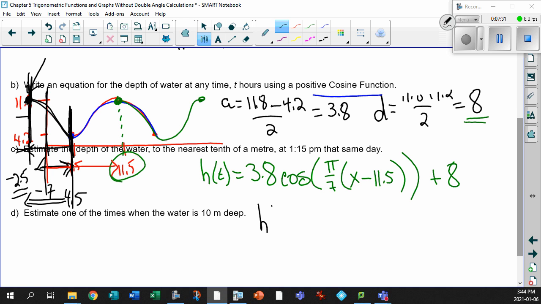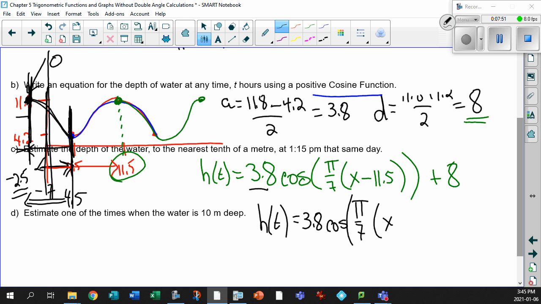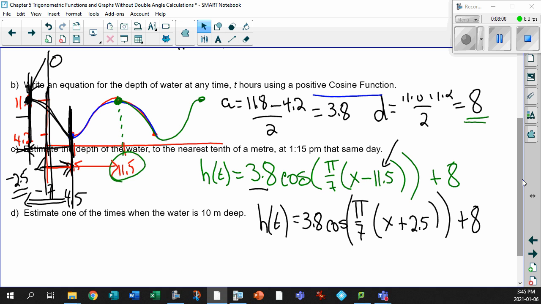So if I said h is a function of t, where this shift is the smallest possible shift from zero, from time 0, my amplitude's the same, my cosine's the same, my pi over 7 is the same, my period is the same, but my shift is now different. My shift is now x plus 2.5, which if you think about it is a smaller number, right? Plus 8. Throw that on your calculator, you'll see that those two lines are exactly the same.